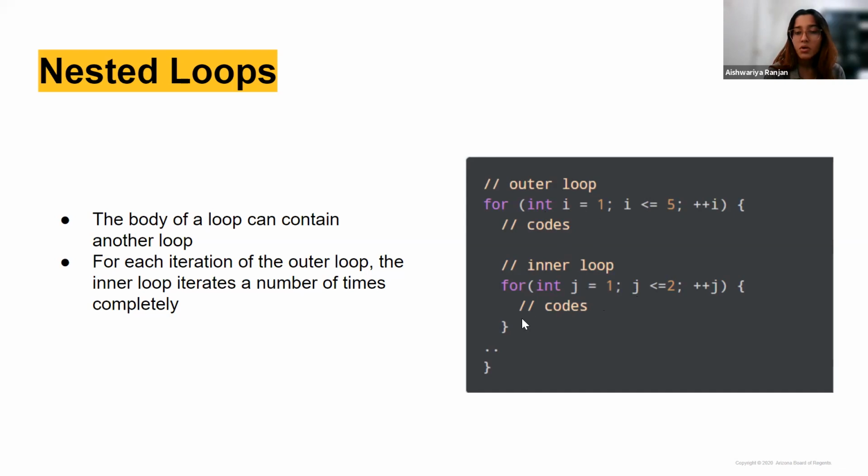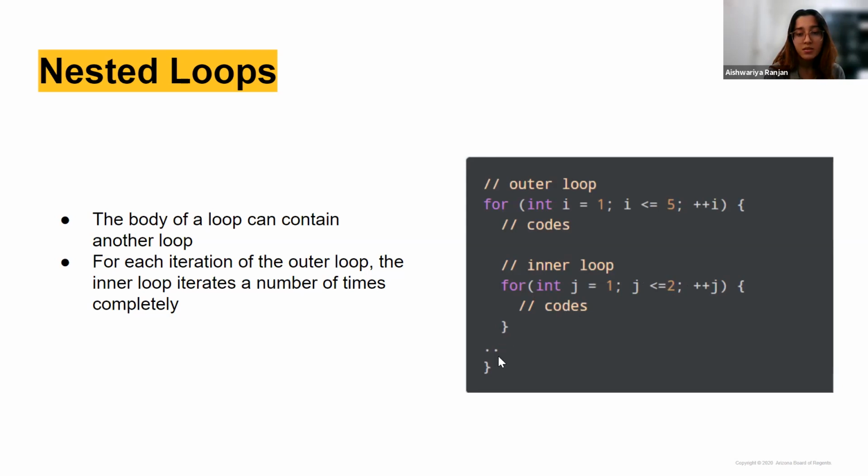We run whatever code is inside, and then we go back over here, and j gets incremented. Now j is 2, so we run this code again. And then we go back to this for loop, and j gets incremented again. j is now 3, so it doesn't satisfy this condition, and we exit this loop.